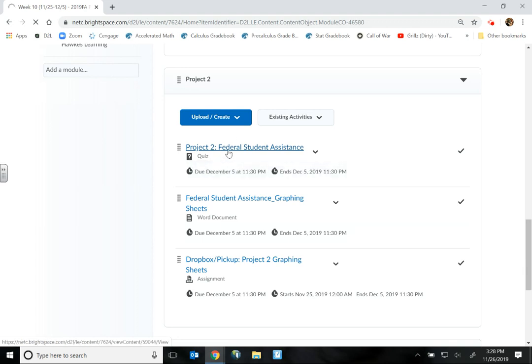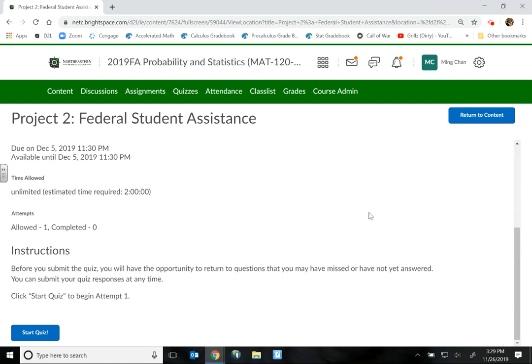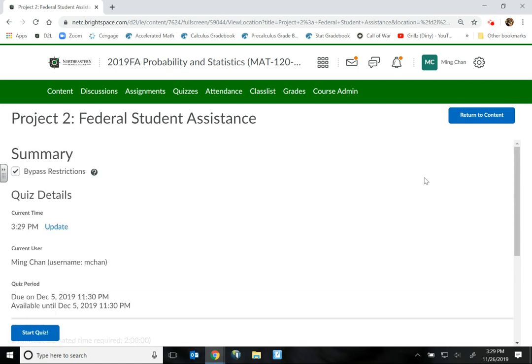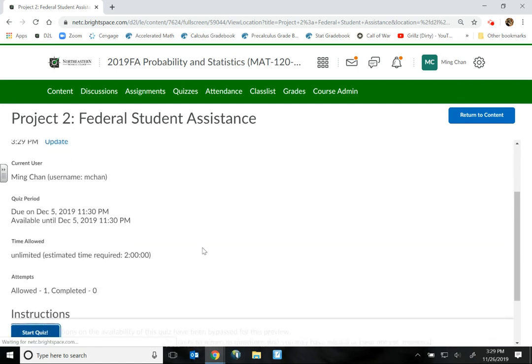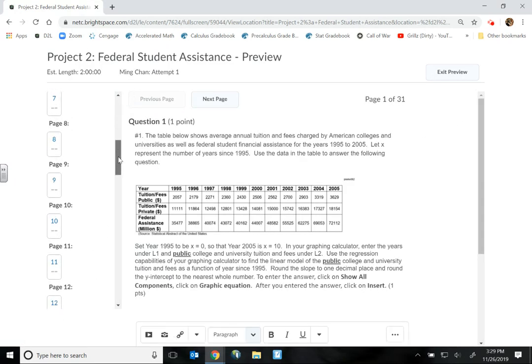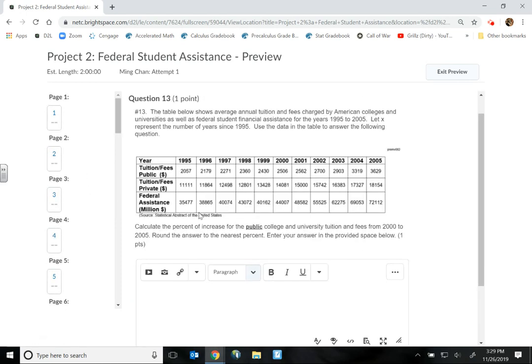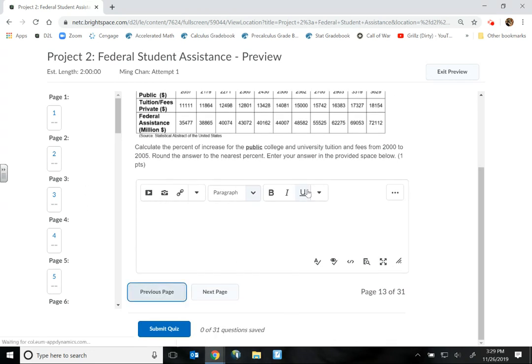There are several questions regarding the percent of increase, so I want to get to that real quick. Let me come back in again. All right, that's number 10. No, I'm going to go to number 13. Previous page.